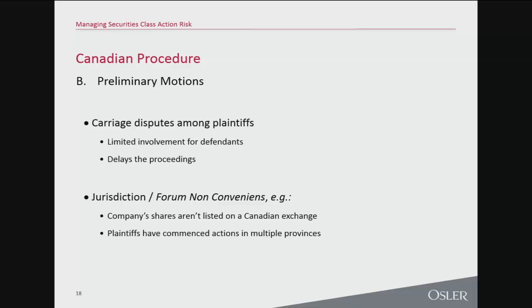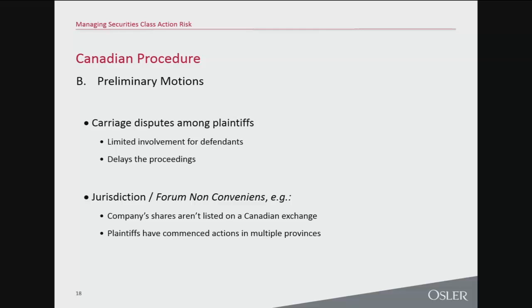And in addition to the carriage motions, which are somewhat entertaining from the defense perspective, just because it's interesting to watch the plaintiffs' counsel attack each other's theory of the case as being unwinnable and unprovable. Or just attack each other. Yes.